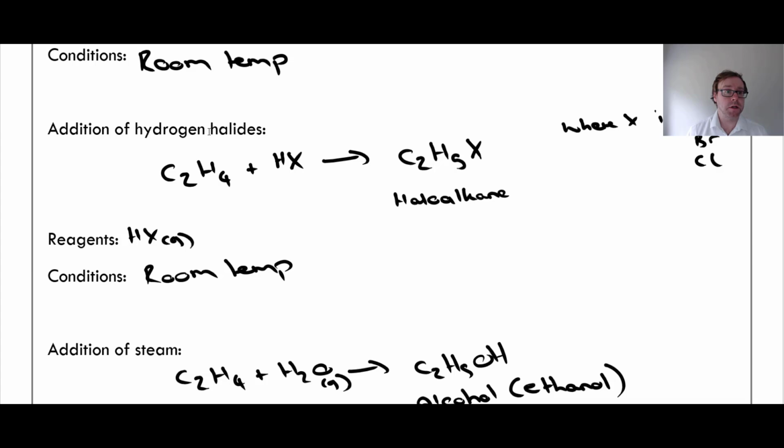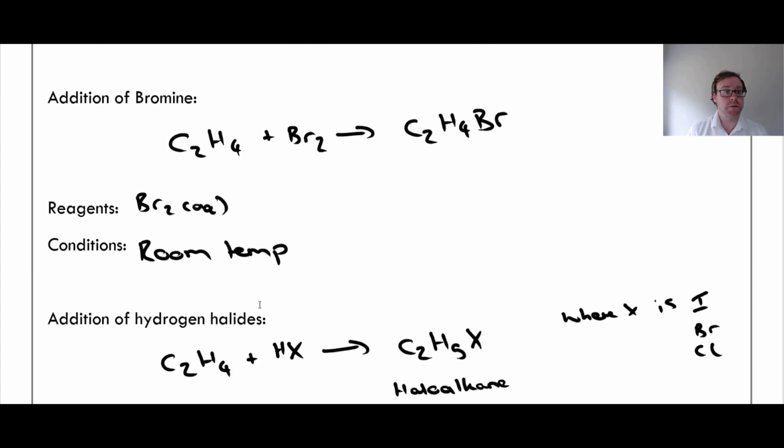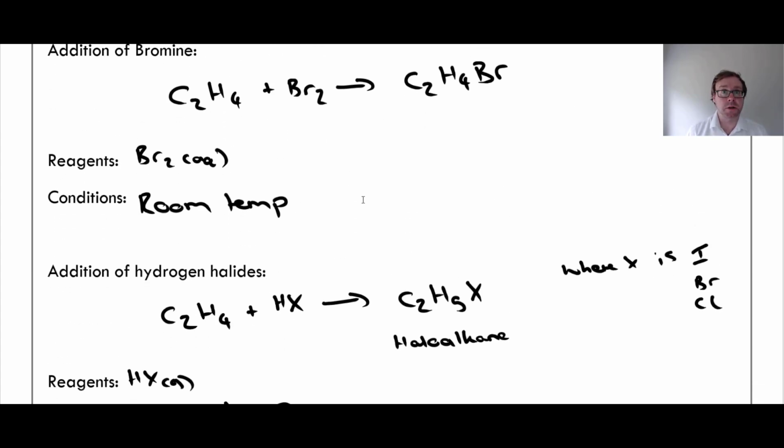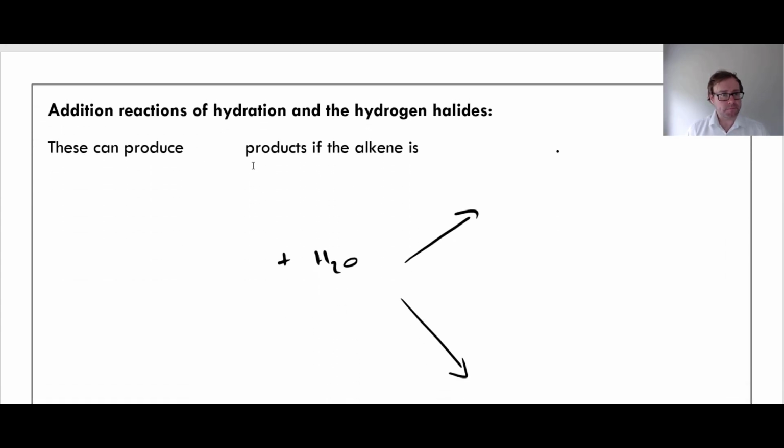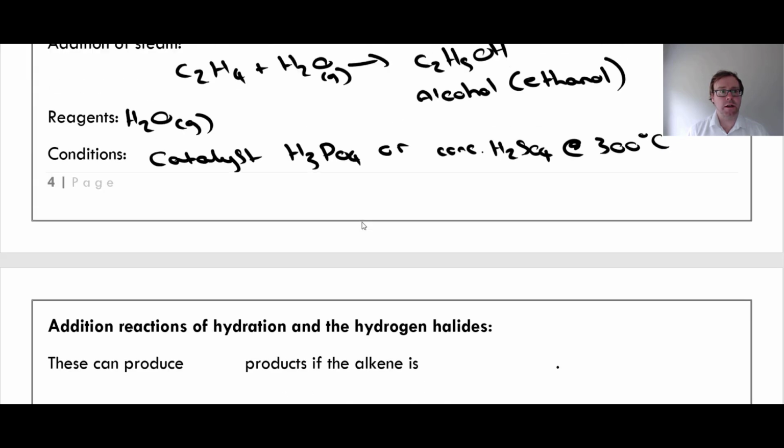Oh, one last point. You might notice that most of the conditions are room temperature, and that's because we have this double bond, and alkenes are generally reactive, so we don't have to put that much energy in for these addition reactions. So, addition reactions of hydration and the hydrogen halides.